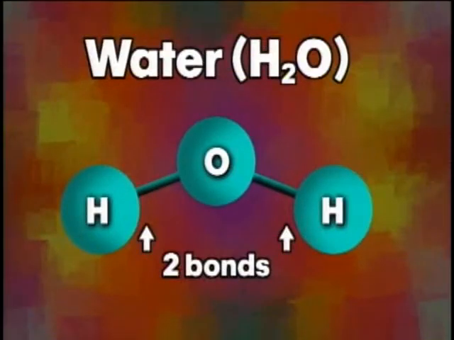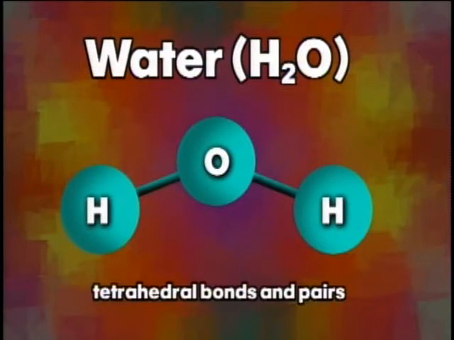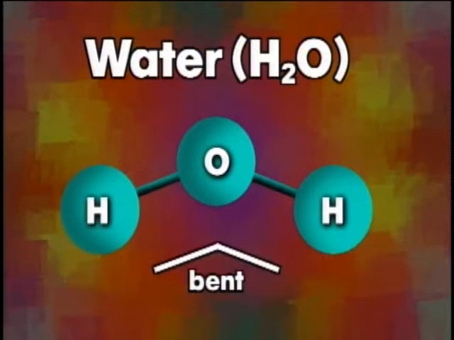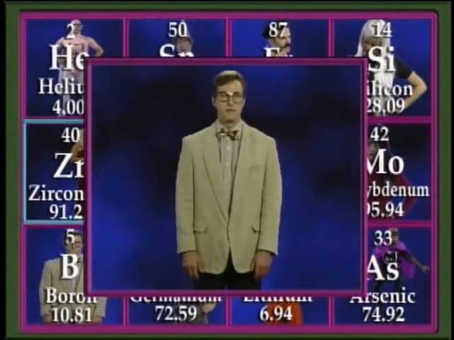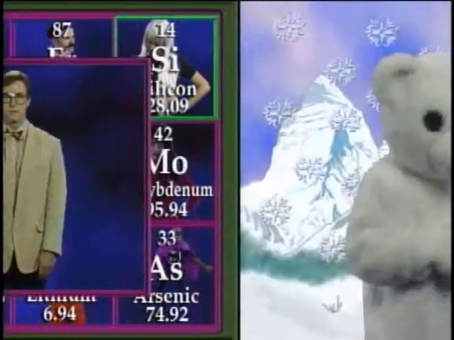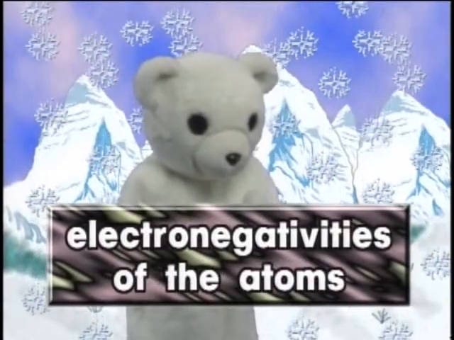Water has 2 bonds between hydrogen and oxygen, but oxygen also has 2 non-bonding electron pairs. This gives water a tetrahedral arrangement of electron pairs and bonds. Since diagrams don't usually show the non-bonding electrons of oxygen, we usually just say that the water molecule is bent rather than referring to it as tetrahedral. That's bent, bent, bent.